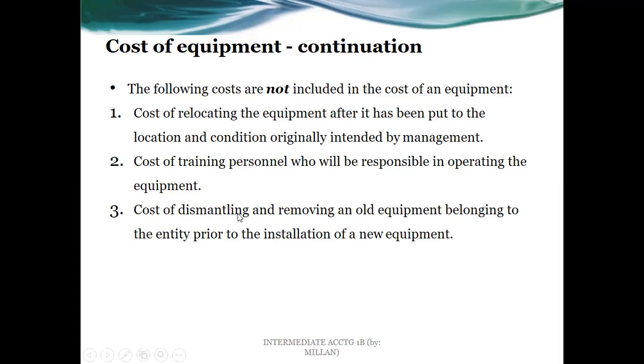Then number three, the cost of dismantling and removing an old one is not part, because this is already part of the cost of the old, belonging to the entity prior to the installation of the new. Clearly, that's prior. So in that case, excluded, because again, that's part of the old.